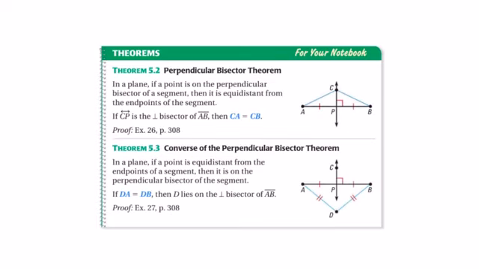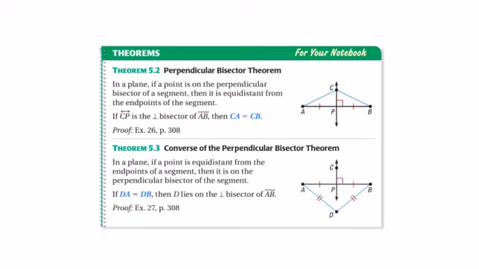So I've got two theorems here: theorem 5.2, the perpendicular bisector theorem, and then I have its converse. In a plane, because we are in Euclidean geometry, so we're pretty much working on flat surfaces here, if a point is on the perpendicular bisector, then it is equidistant from the endpoints of the segment. First I've got to know that CP is the perpendicular bisector. So if CP is the perpendicular bisector of segment AB, then CA is congruent to CB. But first I have to have the perpendicular bisector piece.